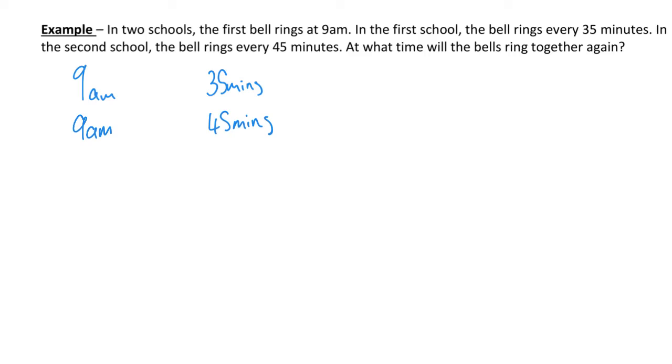Now that is going to be a longer time. It's not going to occur as a smaller number, it's going to be a bigger number. So whenever we're looking for a larger number, that's going to be the LCM. It's going to be a multiple of the two. It's not going to be a factor, so it's not going to be in a shorter amount of time, it's in a longer amount of time, so that's a multiple. So what we need to do is look at the multiples of 35 and 45.